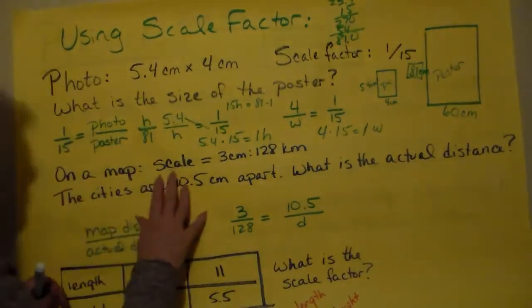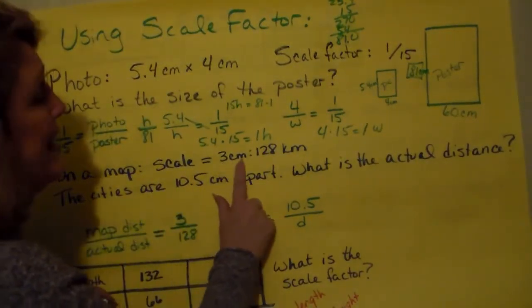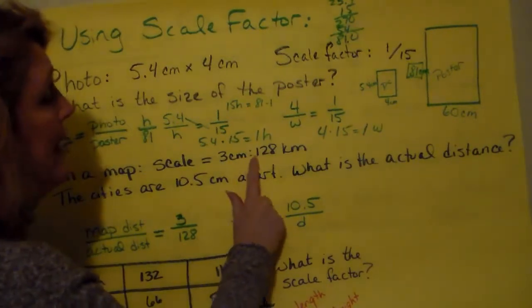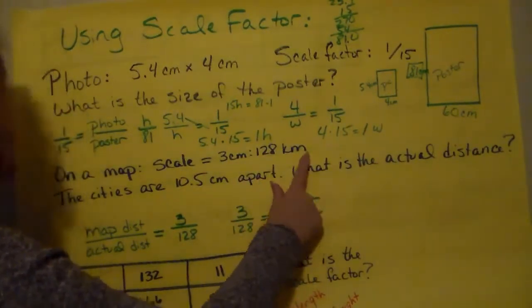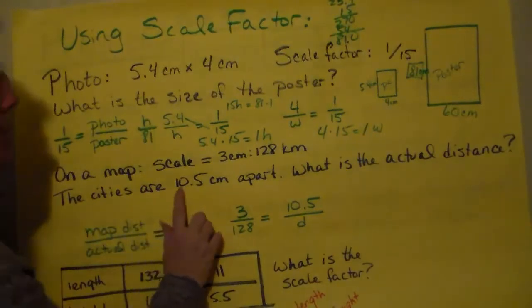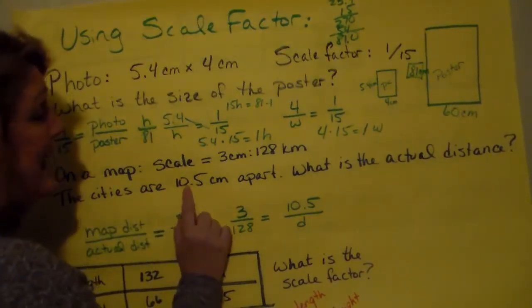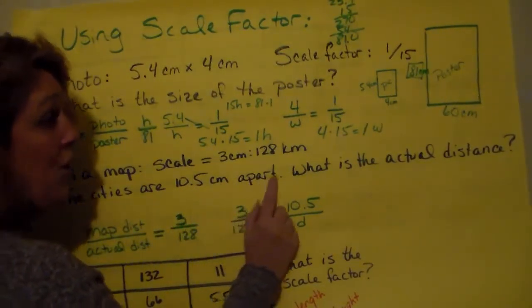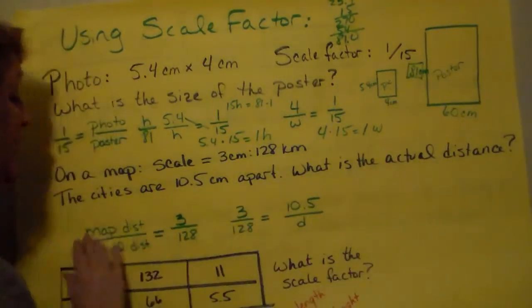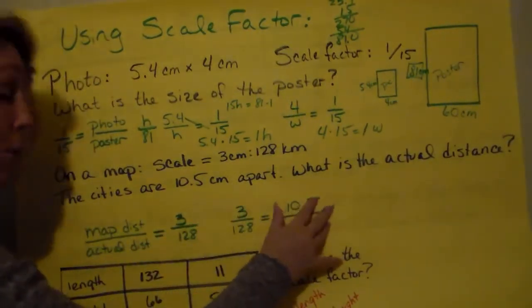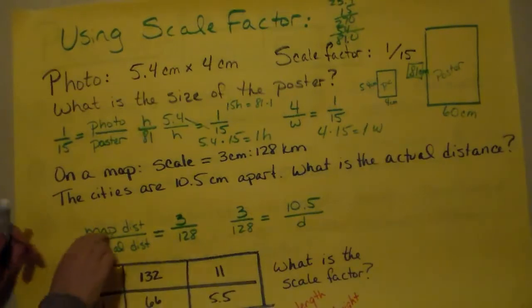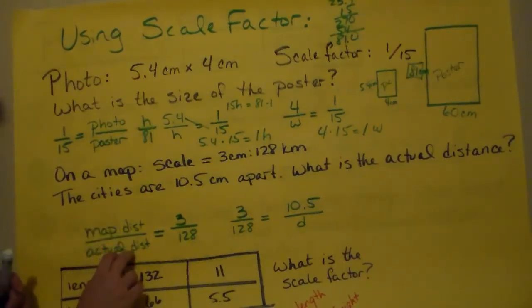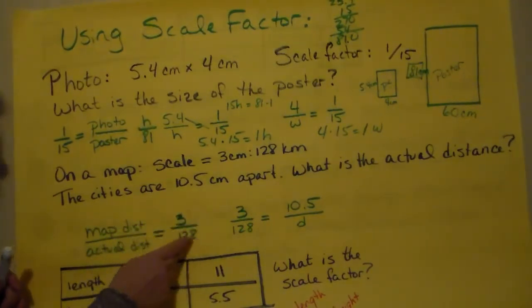On a map, the scale is every 3 centimeters on the map is 128 kilometers. The cities on the map measure 10.5 centimeters apart. What is the actual distance? So we need to set up a proportion here. We're going to think map distance over actual distance.